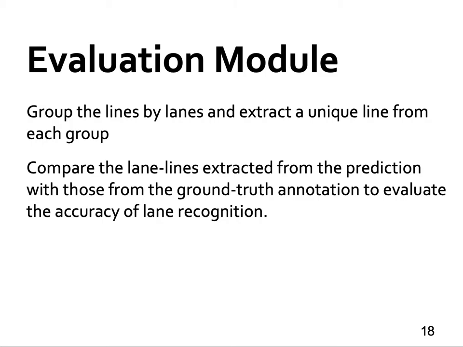Now, let's look at the second stage, where we will extract a unique lane line from each line cluster. And if ground truth annotation exists, we will match the lane lines predicted from the input images with those extracted from the annotations to provide a scientific error estimate.